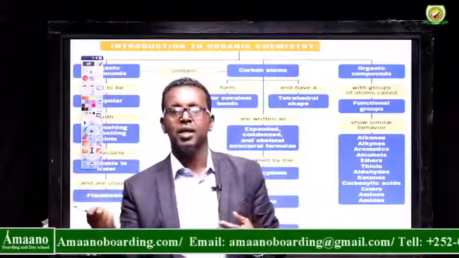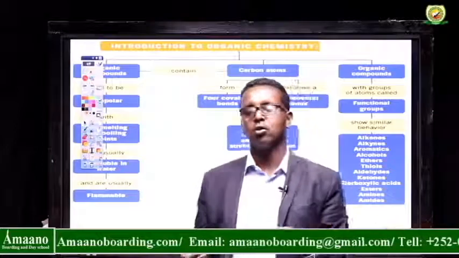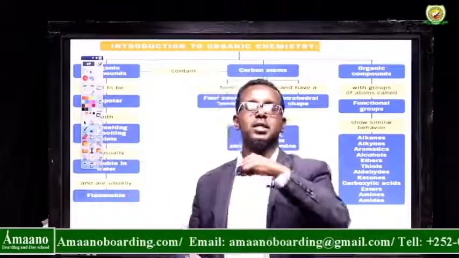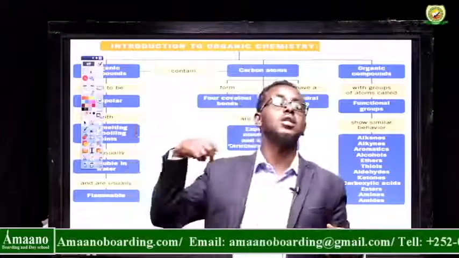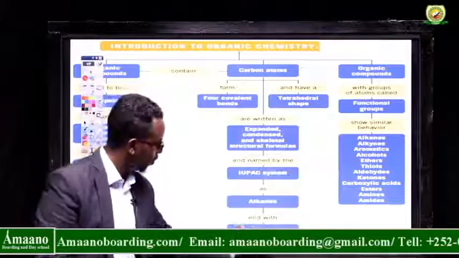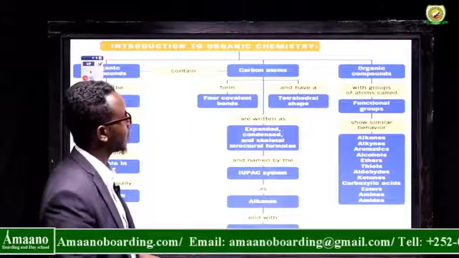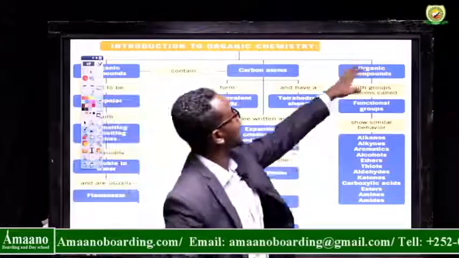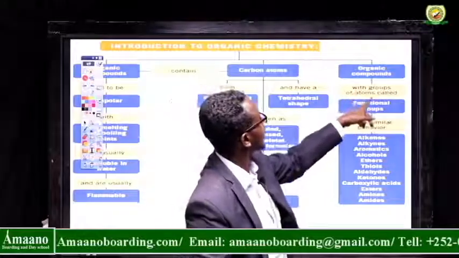For example, I can say methane. It is an alkane. I can convert it into methanol, an alcohol. I can say another one, which is ketone, propanone, which is a ketone. So this ending, the suffix, indicates to you the family. Here I have organic compounds with groups of atoms.